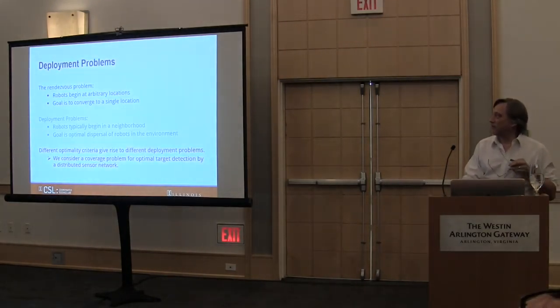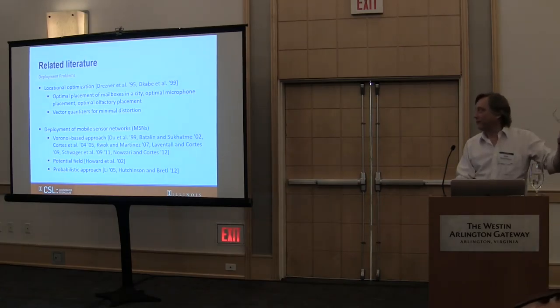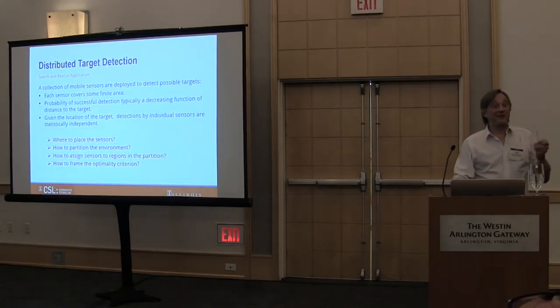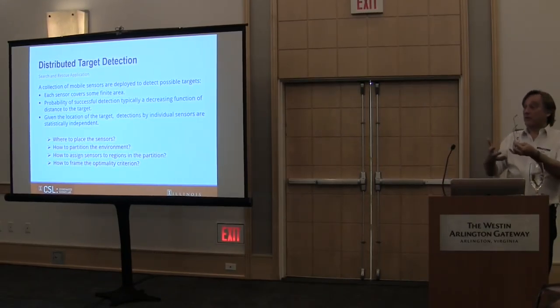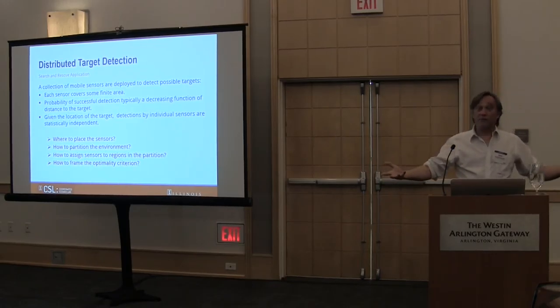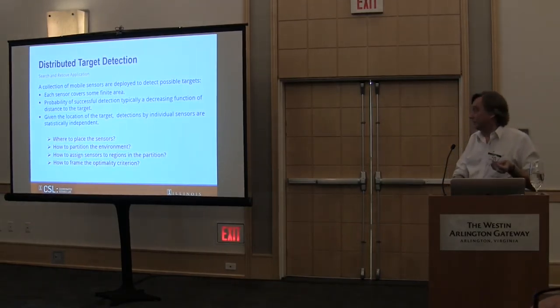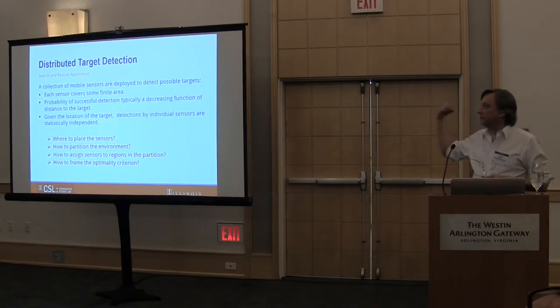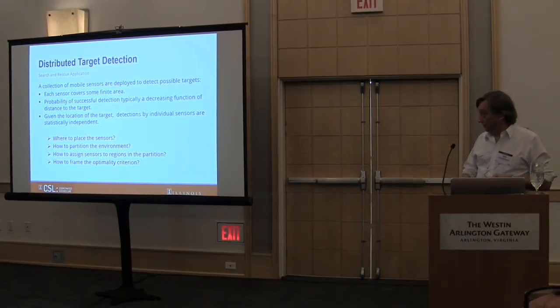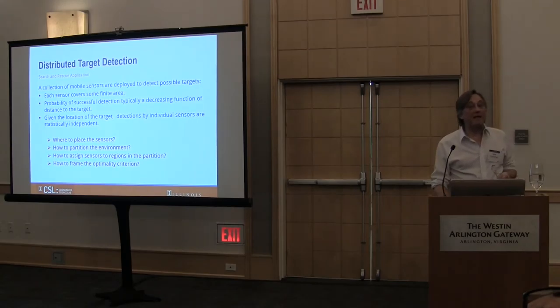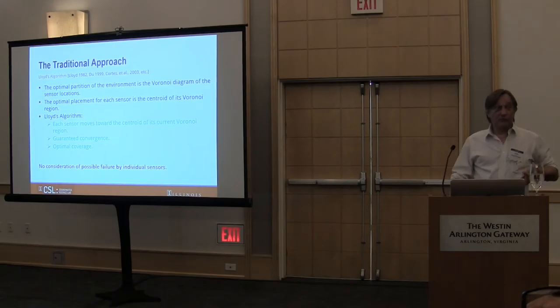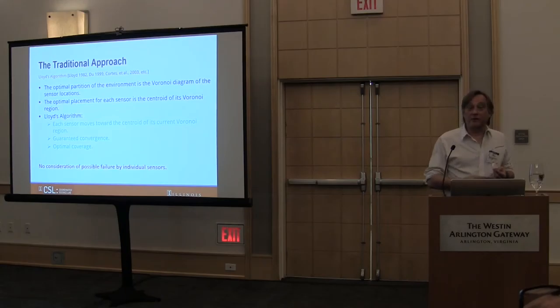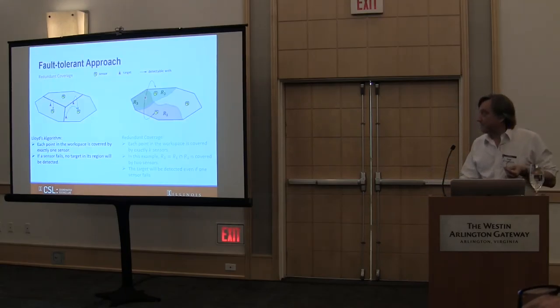All right. Second part of the talk. Deployment-related literature, you're probably on that slide. Distributed target detection is the problem that I'm going to talk about. So I've got a bunch of sensors, and instead of gathering them together, I want them to deploy in an optimal way with respect to detecting targets in the field. And the questions are those. Where do I place the sensors? How do I partition the environment? How do I assign sensors to the partition? And what's the right optimality criterion that I should use? The traditional approach is you use something like Voronoi's algorithm, right? Everybody deploys to the centroid of the Voronoi tessellation in their Voronoi partition.